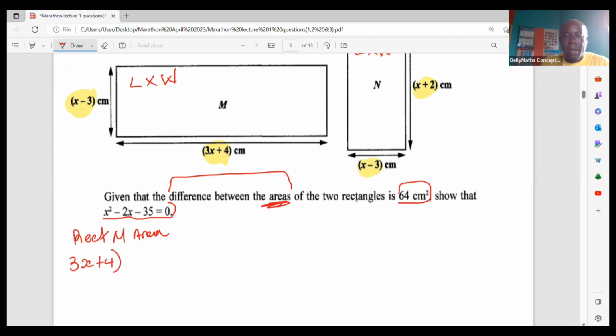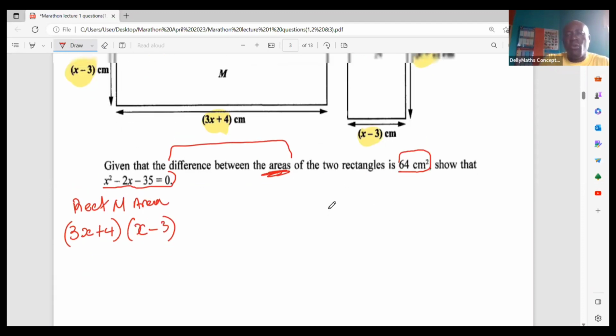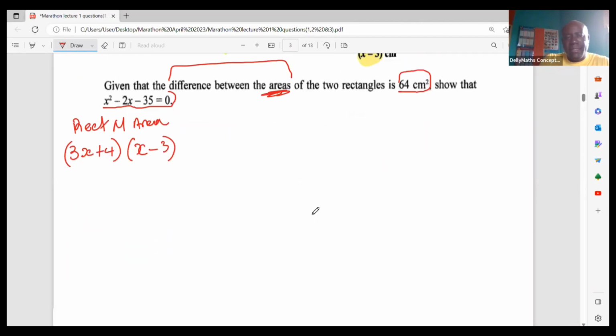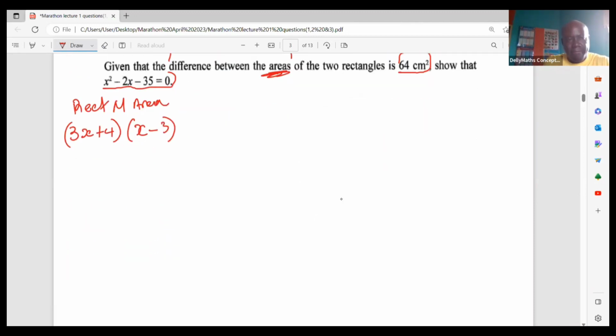It's a binomial, so I'm going to put it in a bracket times the width. See that? So I'm working out the area for rectangle M. No big thing. Apply yourself to it, right? So let me push the screen up a little bit, just for the working. Can you see the length times the width? So let's find out what it is.